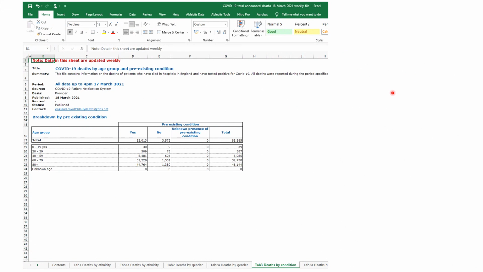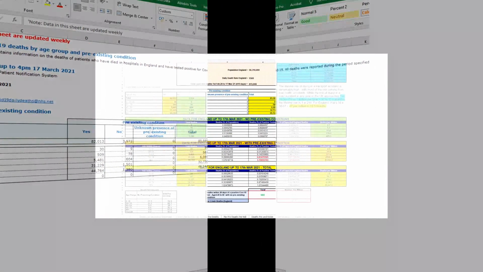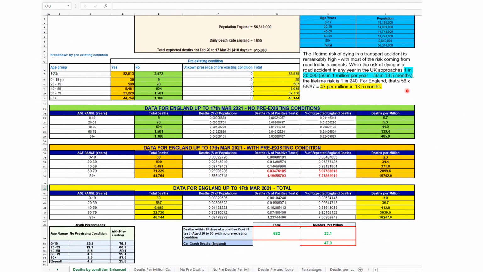So there is the spreadsheet, that's the first page, and this is this tab here, deaths by condition. So this is the deaths with pre-existing conditions, without pre-existing conditions, and total against the age ranges. That is the key data that I have used, and I have used that to create this spreadsheet.